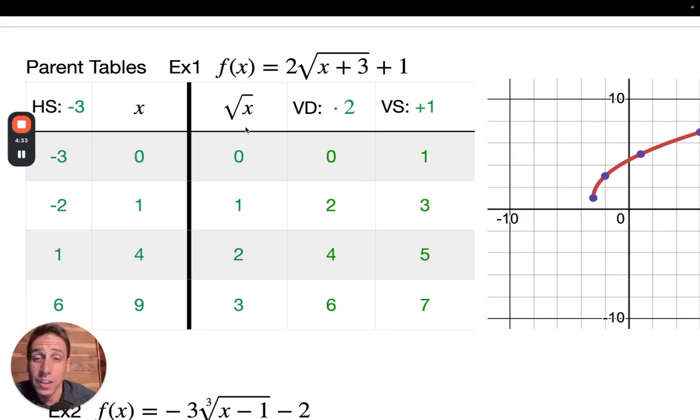Let's start with 6. If we actually input 6, what do we output? We put 6 here, and you add 3 to get 9. Then you take the square root of 9, and you get 3. You multiply 3 by 2 to get 6. I'm just doing PEMDAS. And then 2 times 3 is 6, and then 6 plus 1 is 7. So this x value and this y value are what we plot, and we confirm it because we actually subbed in 6, and if 6 is the input, then 7 is the output.